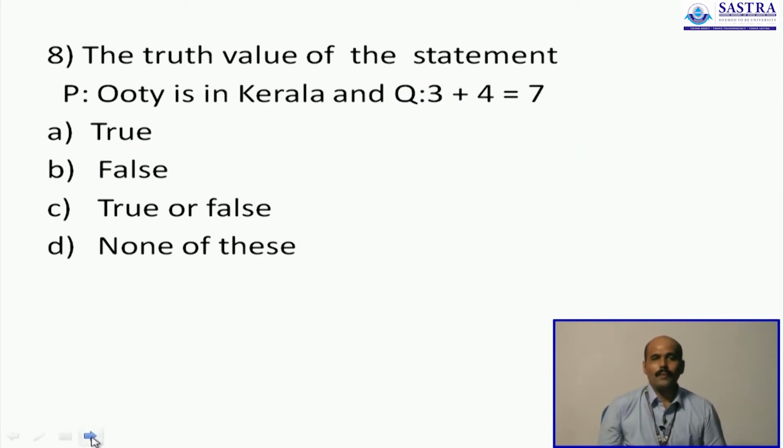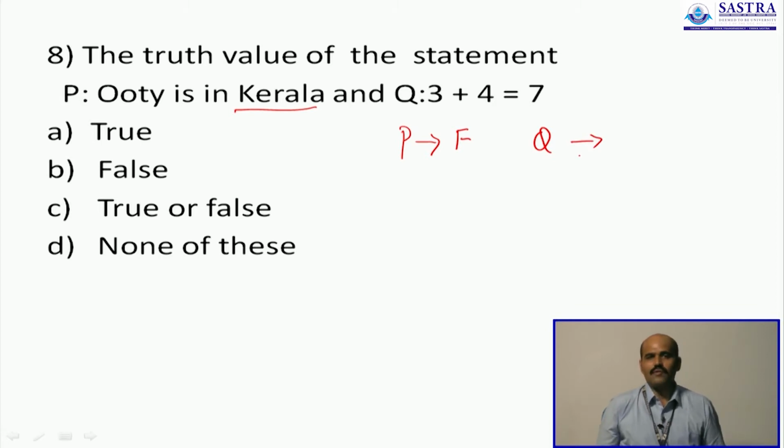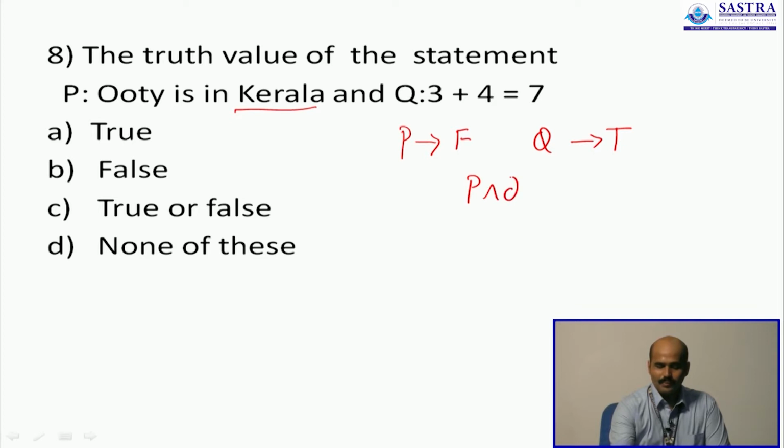If you can slightly make changes here, the statement P says the city of Ooty is in the state of Kerala, and 3 and 4 give you 7. Now this time P takes a false value because we just registered the fact that the city is located in the state of Tamil Nadu, and Q states that 3 and 4 actually give you 7, and that statement is actually right. So P is false, but this time Q is true, therefore the conjunction of these two once again will take up a false value.